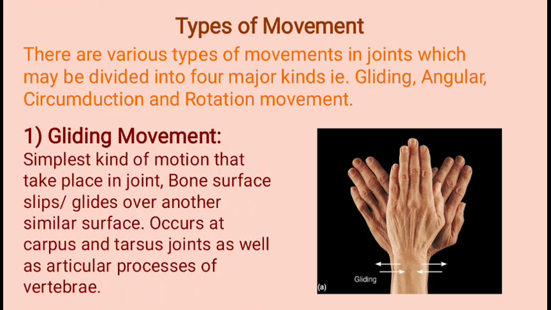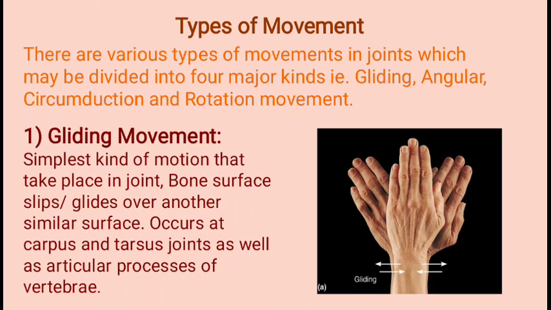Gliding means to move easily. The word glide means to move easily. So here gliding movement means the simplest kind of motion that takes place in the joints, where the bone surface glides or slips over another similar surface. So here the bone slips on another similar surface.